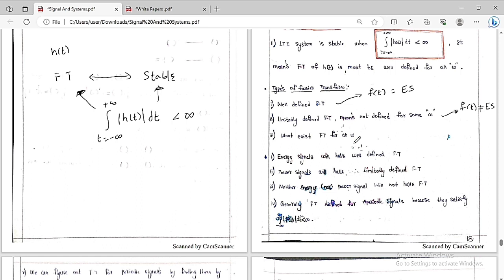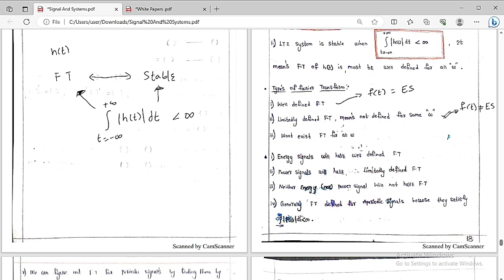In our course we have learned about the well-defined Fourier transform as well as the limitedly defined Fourier transform. These two we have discussed in a very detailed manner.